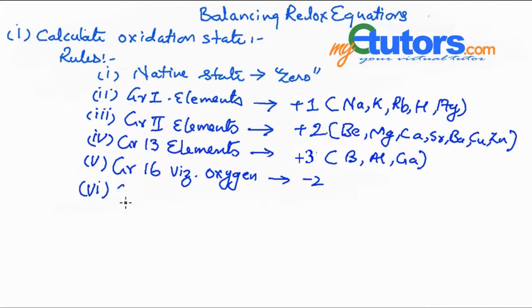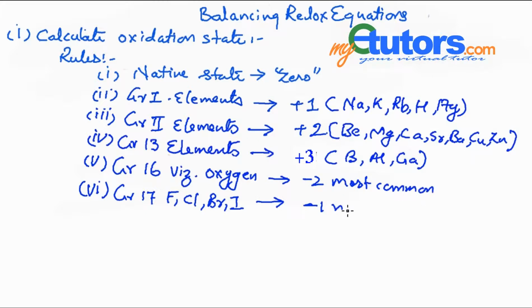Now moving on, the next group is the halogen family, that is fluorine, chlorine, bromine and iodine. Now they commonly possess -1 oxidation state when they are bonded with electropositive elements, but they have an exception: when they are bonded to a more electronegative element than itself, then they can possess a positive oxidation state.